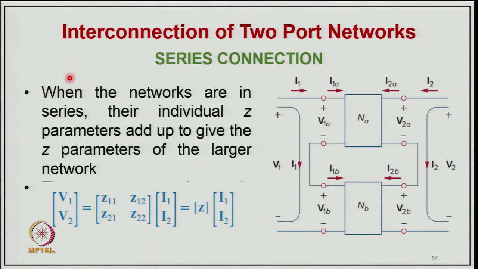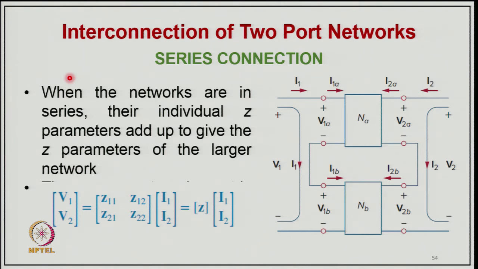Now, coming to the first interconnection of 2 port networks, the series connection. You have 2 networks of 2 ports, and they are connected in series. You can see on the input side both voltages are connected in series, but we have a common current, and on the output side also the 2 voltages are connected in series and the current is common. That is the basic concept: voltages are added, and the current is the same at the input as well as the output in a series connection.